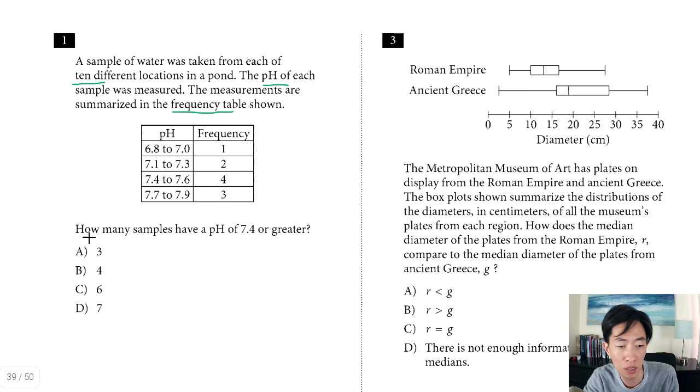So the question is asking how many samples have a pH of 7.4 or greater, and that means you're looking in two rows, 7.4 to 7.6 and 7.7 to 7.9. So the total number is going to be 4 plus 3, which is 7, and so the answer is D.